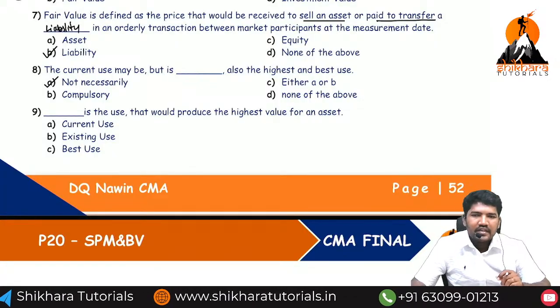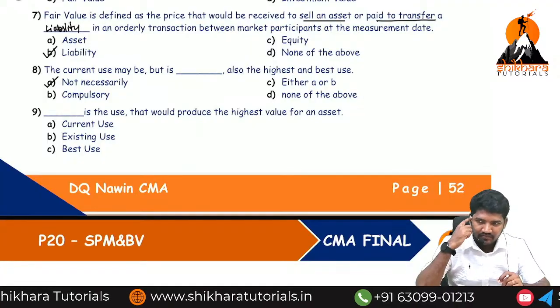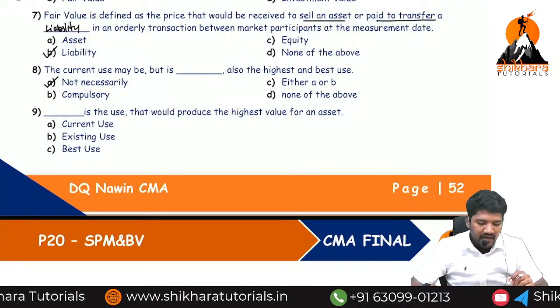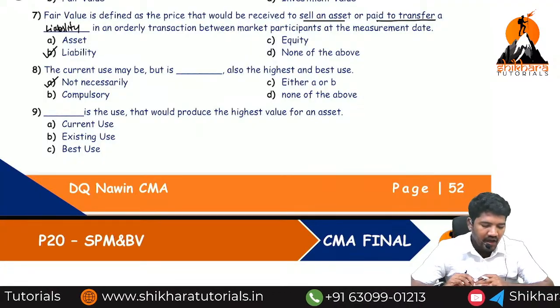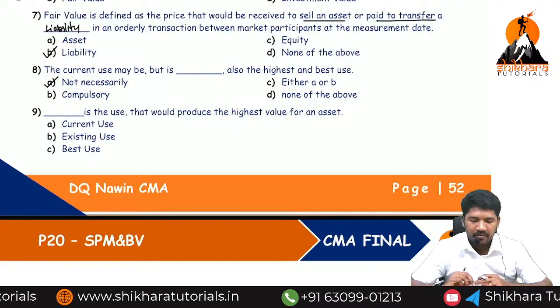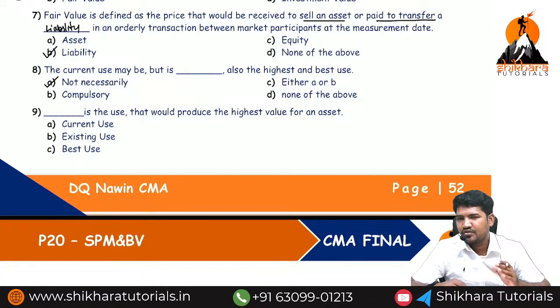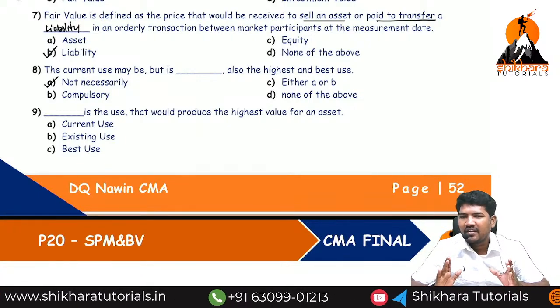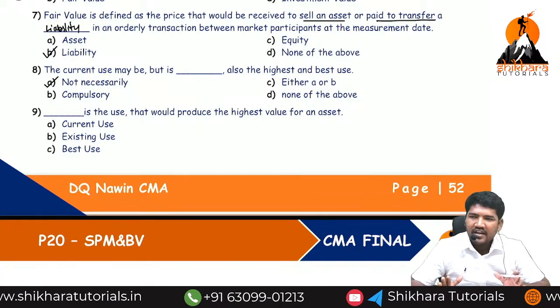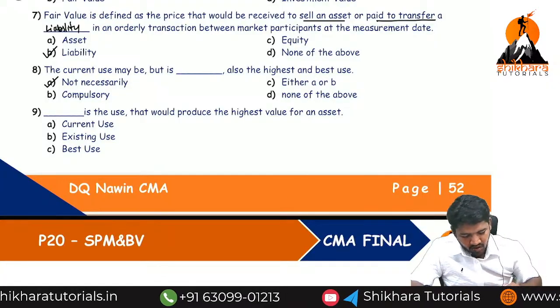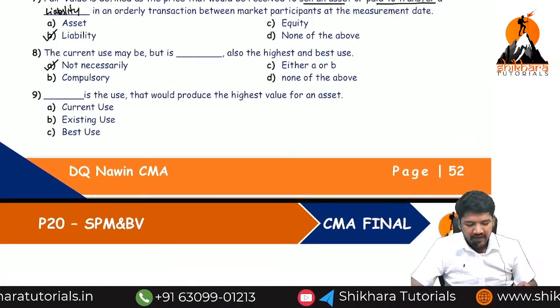Not necessarily. Not necessarily also the highest and best use. The meaning of the sentence I explained two times: it's not focusing on the estimation or future values. It's focusing only on present or current usage. So, not necessarily. What about the MCQ number 9?